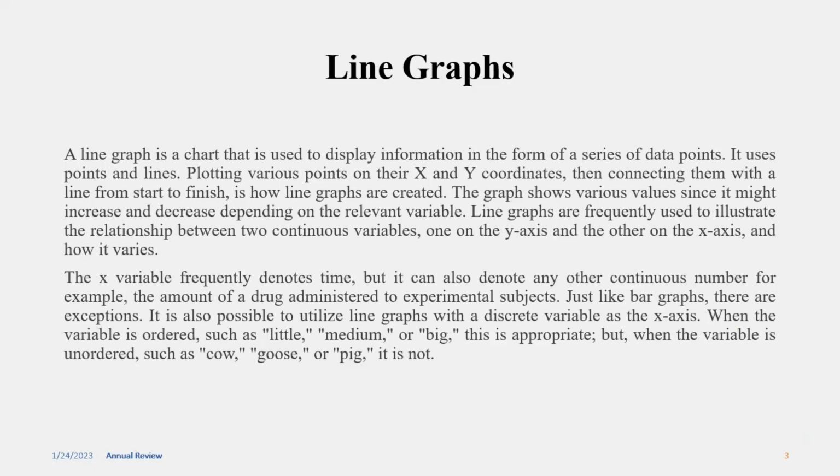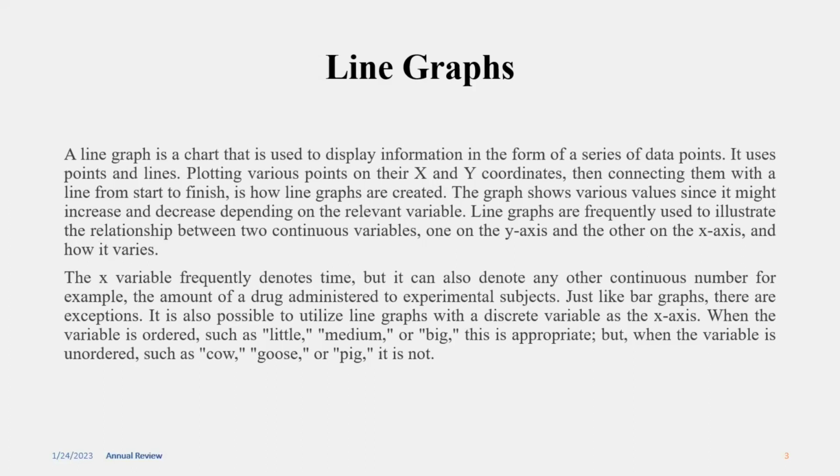A line graph is a chart that is used to display information in the form of a series of data points. It uses points or lines, plotting various points on their x and y coordinates, then connecting them with a line from start to finish is how line graphs are created. The graph shows various values since it might increase and decrease depending on the relevant variable. Line graphs are frequently used to illustrate the relationship between two continuous variables, one on the y-axis and the other on the x-axis, and how it varies.